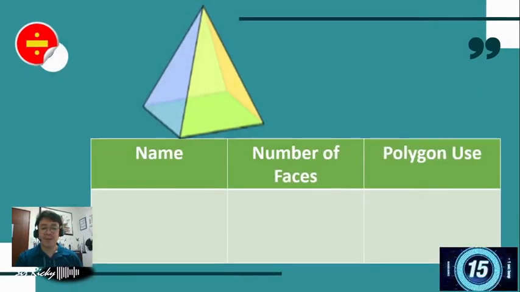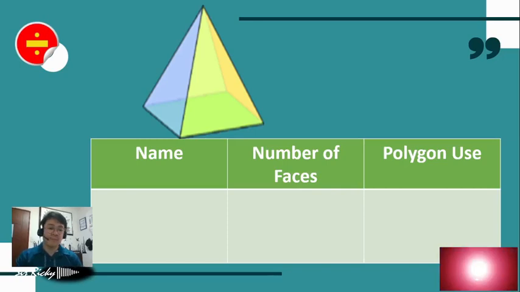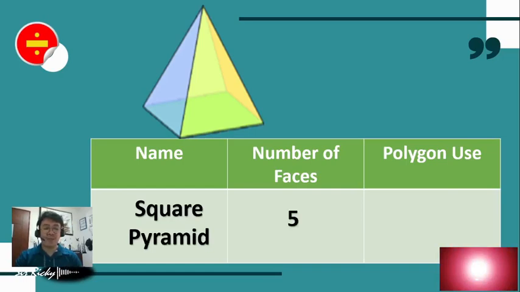Next, what solid figure is this? How many faces does it have? And what polygon is used to make this solid figure? This solid figure is a square pyramid, and it has 5 faces. The polygon used is 1 square and 4 triangles.